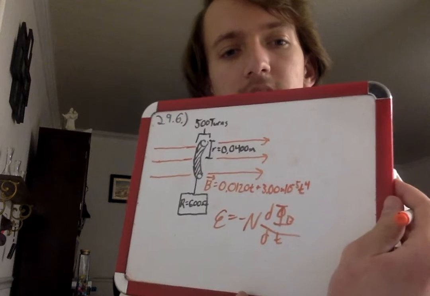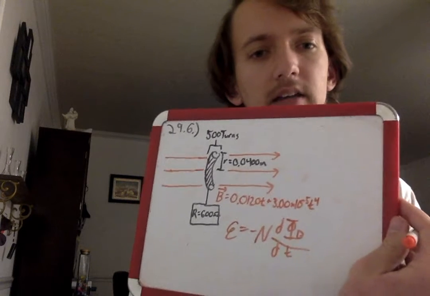So there's our equation, and to simplify it a little bit and make it something we can use, we'll split up the derivative of flux into the derivative of the magnetic field as a function of time and area times the cosine between the direction of the area and the magnetic field, which is 0. And so, well, the angle is 0. So cosine of 0 is 1, so we can ignore it.